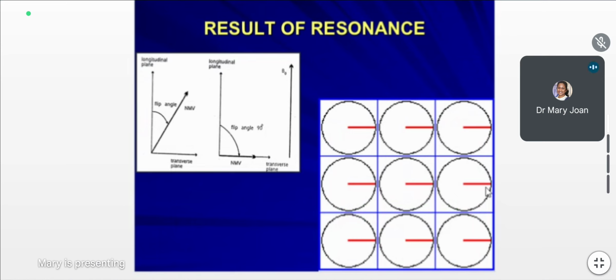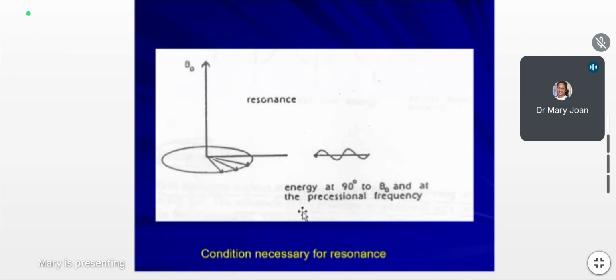The result of resonance: you can see here the transverse plane and the longitudinal plane, and the NMV gets flipped. The flip angle is 90 degrees, into the transverse plane, when the RF pulse is applied. Where the NMV was here, it gets flipped. This is another pictorial representation of resonance. Energy at 90 degrees to B0 at the precessional frequency is what is called resonance, and this is the condition necessary for resonance.